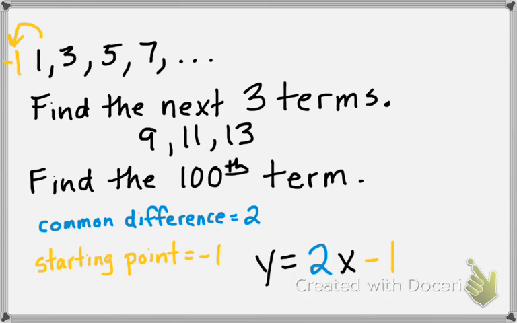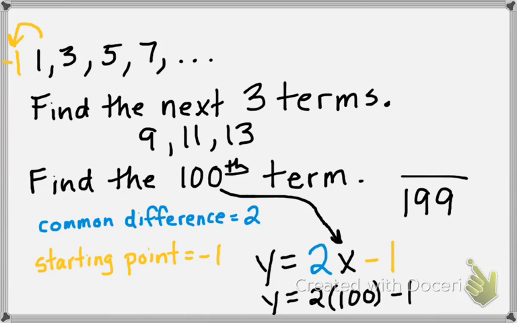Now, that gives us our equation, but we still don't have the 100th term. How do we do that? Well, here's where we take the 100 and we put it in where the x is. And now that gives me y equals 2 times 100 minus 1. So I know that 2 times 100 minus 1 is 199. Therefore, the 100th term is 199.